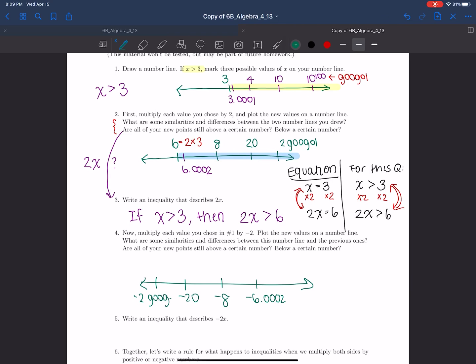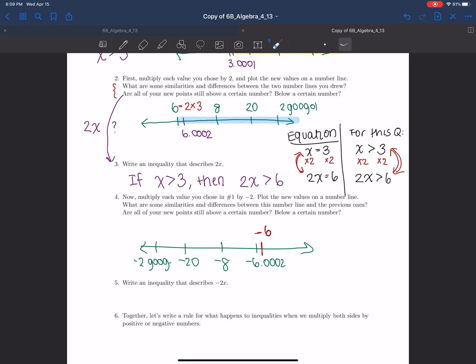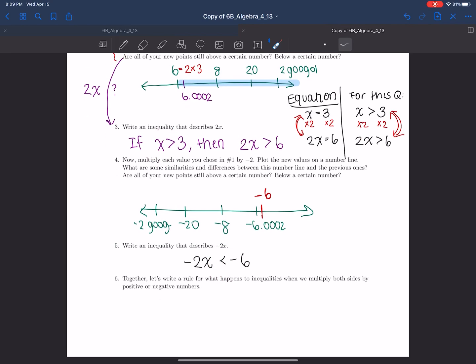Okay? And now we notice that all of our numbers, they used to be bigger than 6, but their negative versions are all smaller than minus 6. They all appear to the left of minus 6. So if we want to write an inequality that describes what happens here, when we multiply x by minus 2, the number we get is always less than minus 6. We have to be really careful here because the sign flipped. Originally we had x is greater than 3, now we have minus 2x is less than minus 6. Okay?